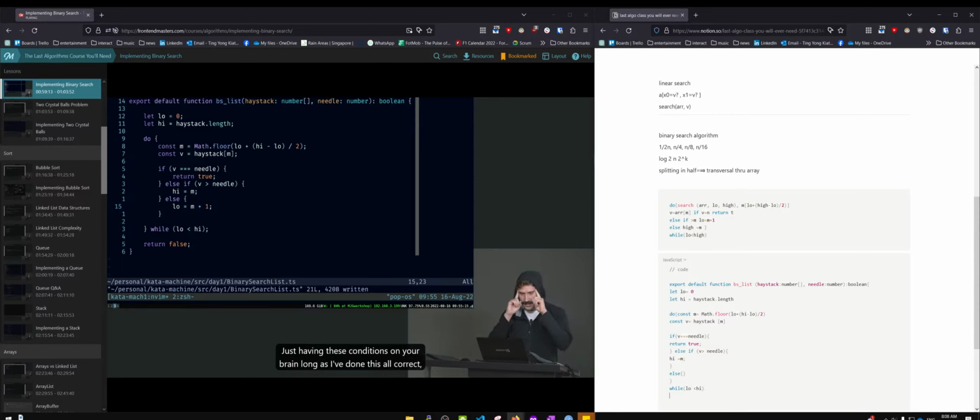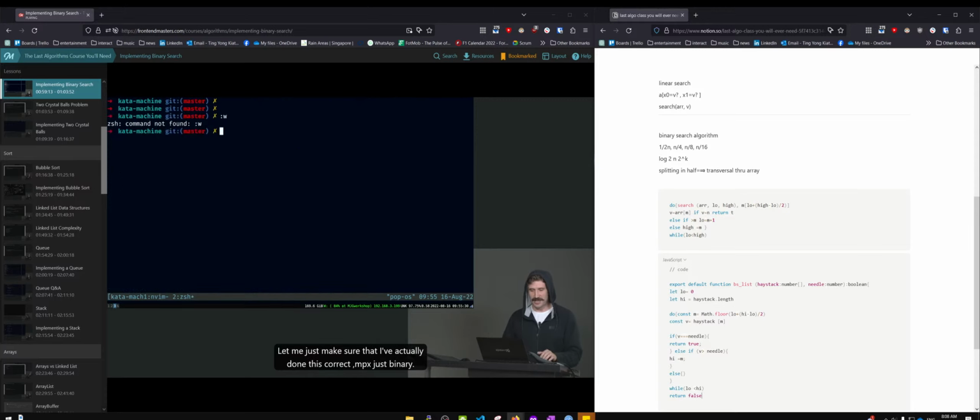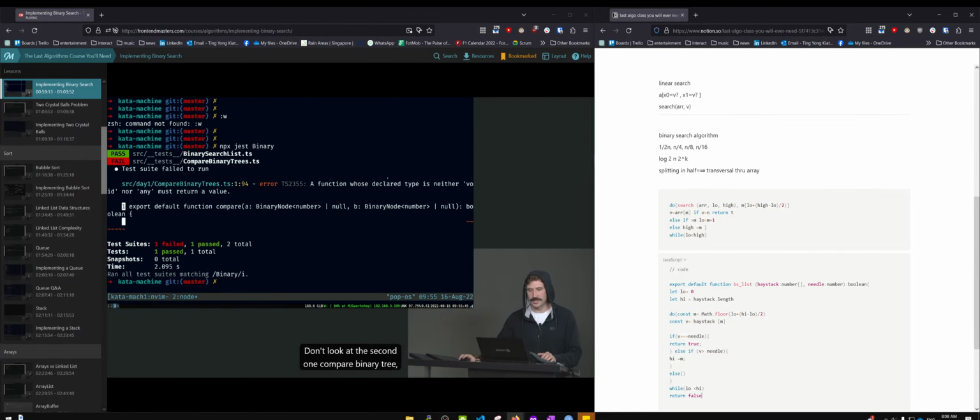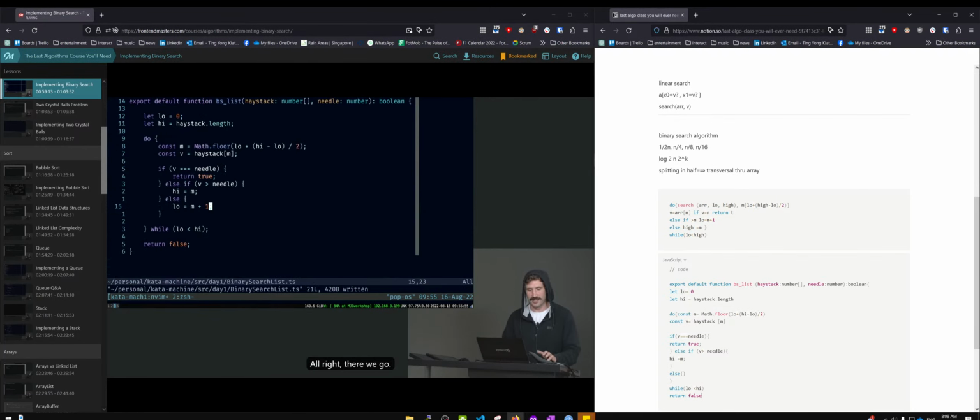Just having these conditions all in your brain, as long as I've done this all correct, we should be able to see this thing go first try. Okay, let me just make sure that I've actually done this correct. NPX, just binary. Oh, that is not how you spell binary, is it? Come on. Oh, okay, well, we have two operations in there. Don't look at the second one, compare binary tree. You're not actually supposed to see that quite yet. So let's pretend the man behind the curtain doesn't exist. Look at that, our binary search actually worked. It was first try. All right, there you go.